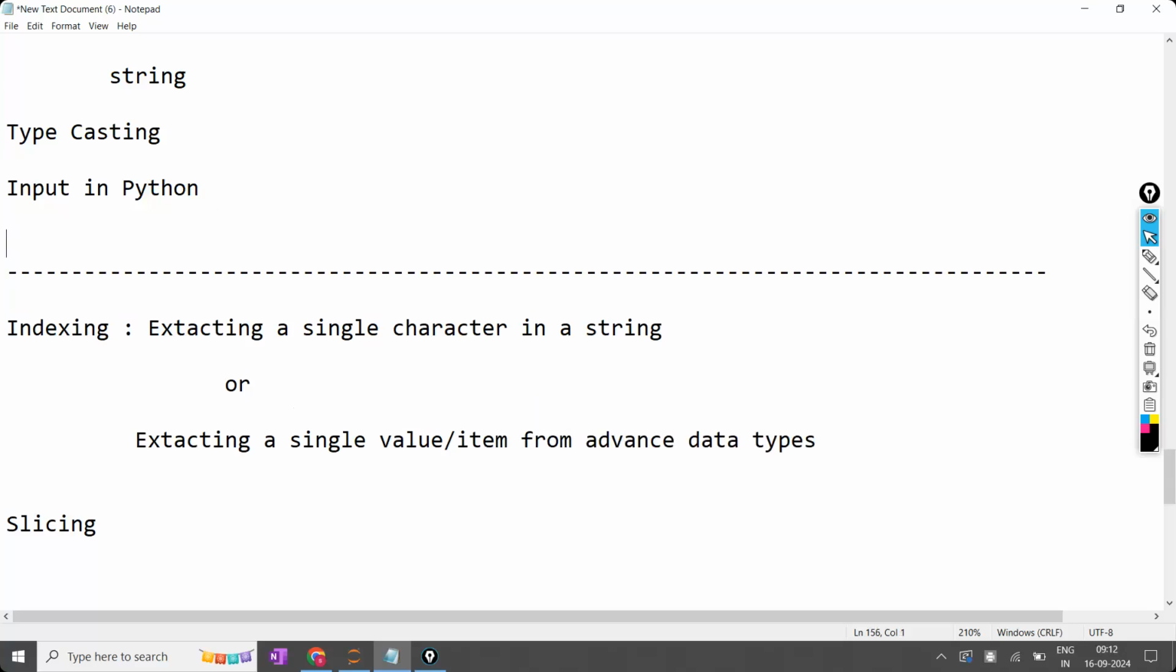First, I am explaining advanced data types. What are the advanced data types we have? Advanced data types are types whose object can store multiple values.